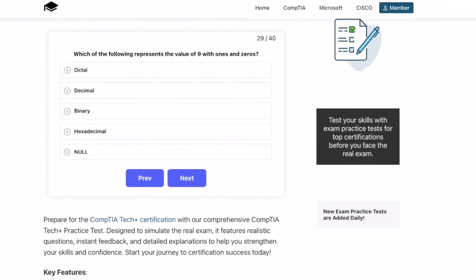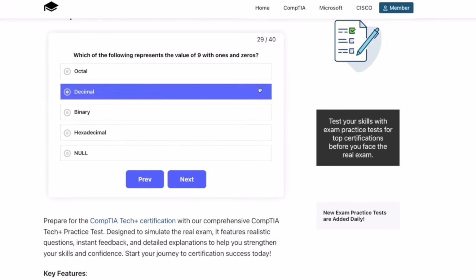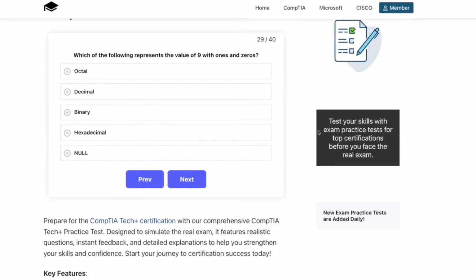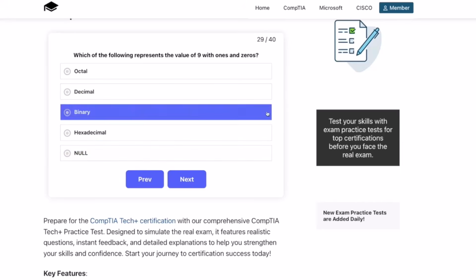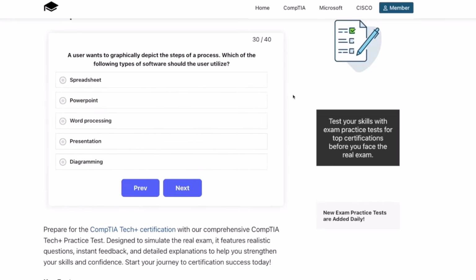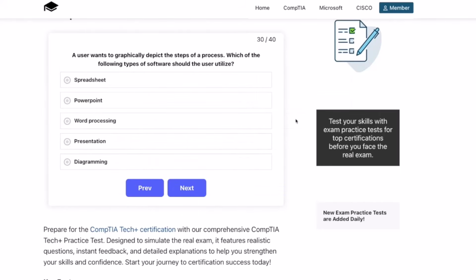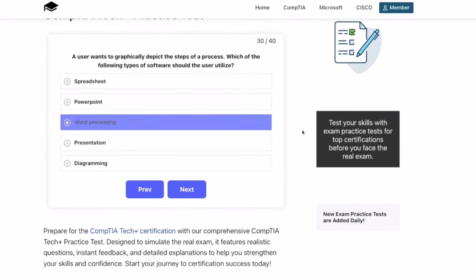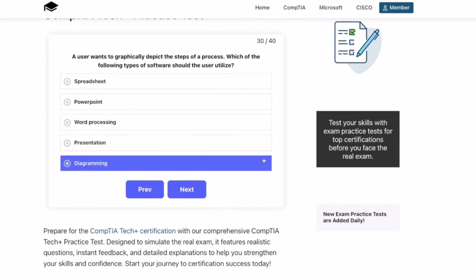Next question. Which of the following represents the value of 9 with ones and zeros? Octal, decimal, binary, hexadecimal, and null? The correct answer is binary. Next question. A user wants to graphically depict the steps of a process. Which of the following types of software should the user utilize? Spreadsheet, PowerPoint, word processing, presentation, or diagramming? If you said diagramming, you're right.